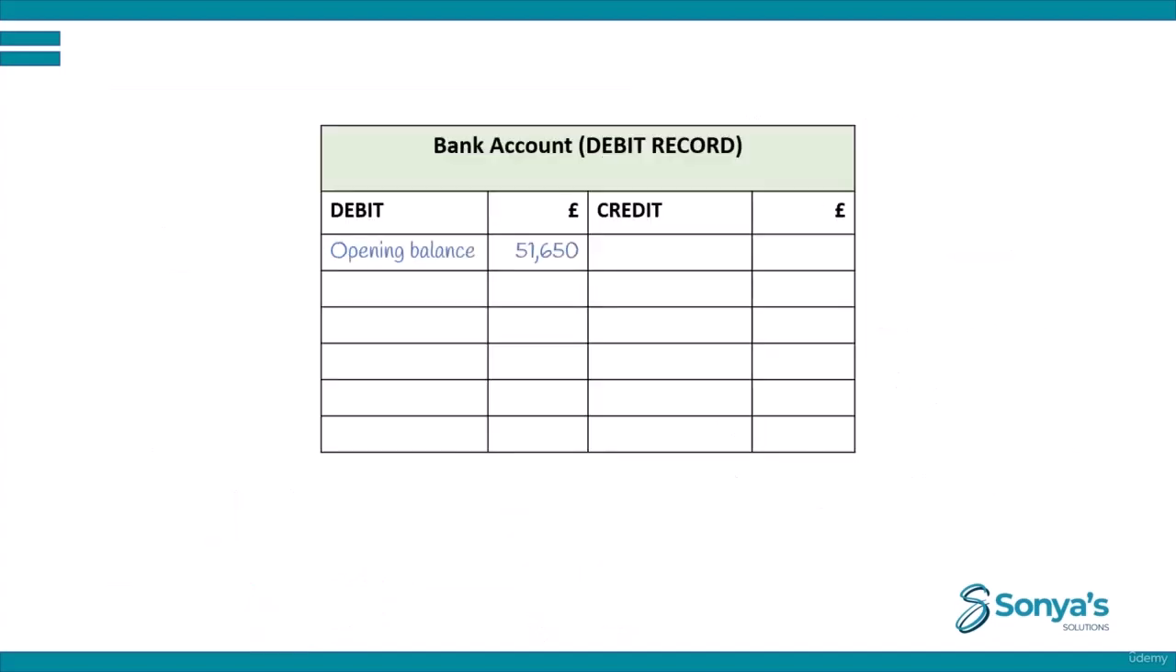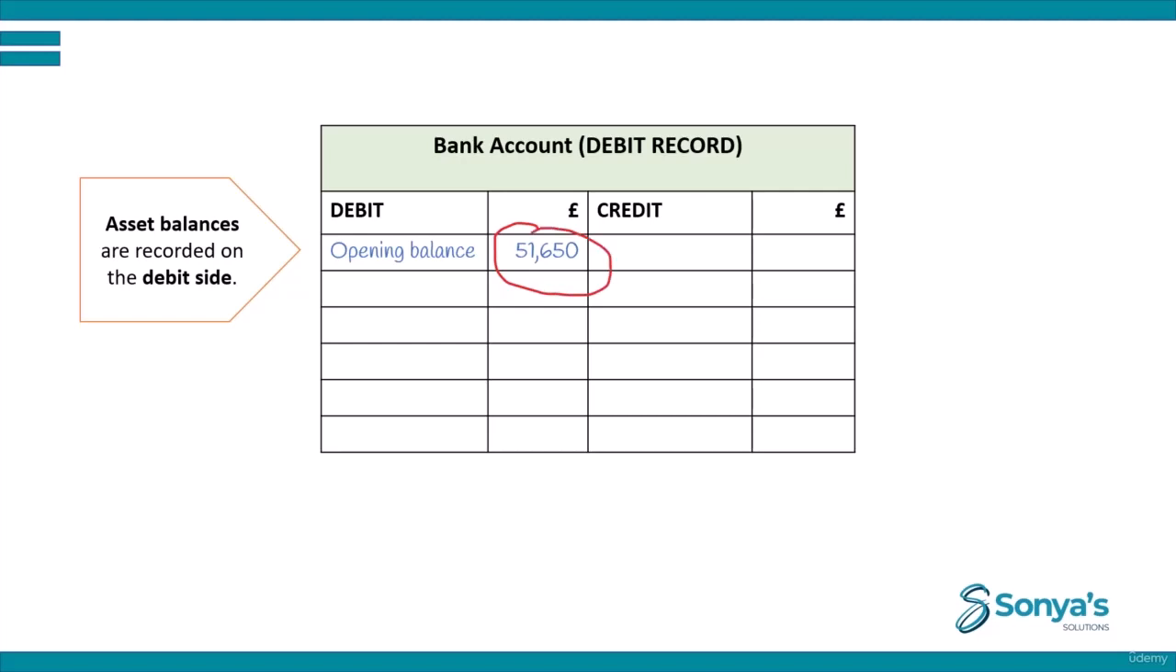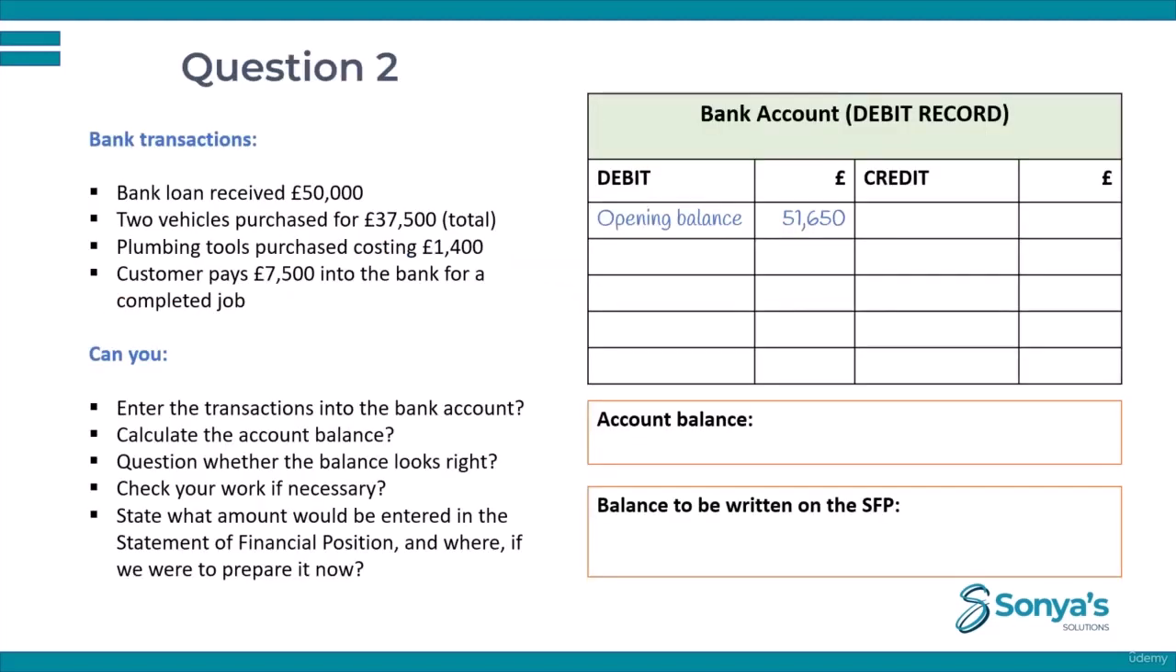The ledger account will be balanced regularly. We've learned that assets are recorded as debits, so any opening balance on the account will be on the debit side. The opening balance here tells us that the business has an asset in the form of cash of £51,650 at the bank. This is the amount that would be recorded in the assets section of the statement of financial position if we were to prepare it now. Get ready to pause the video to give yourself time to read and answer the question.